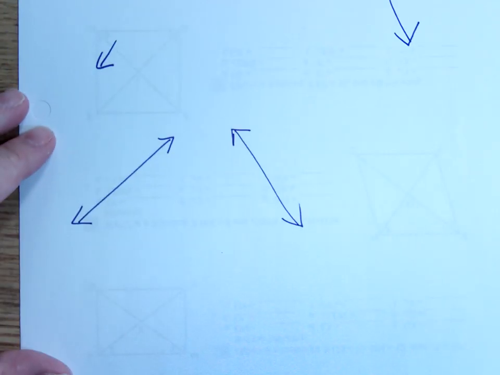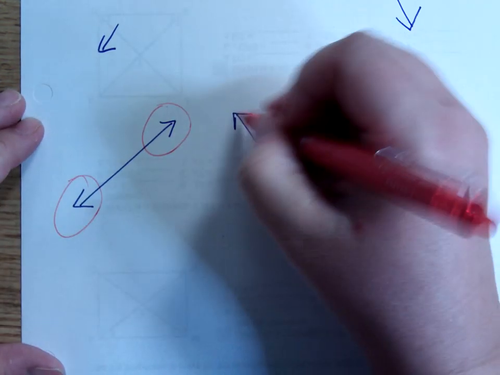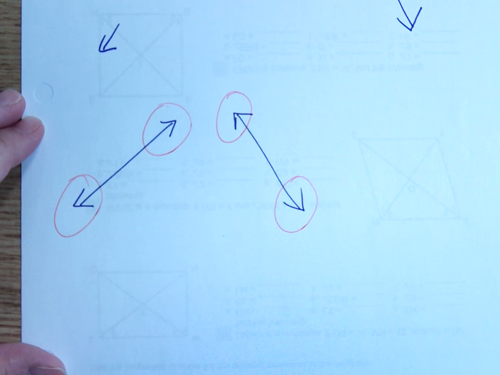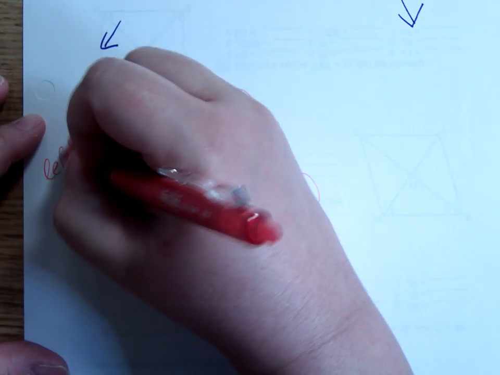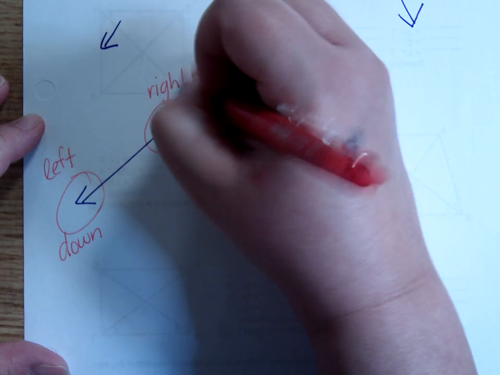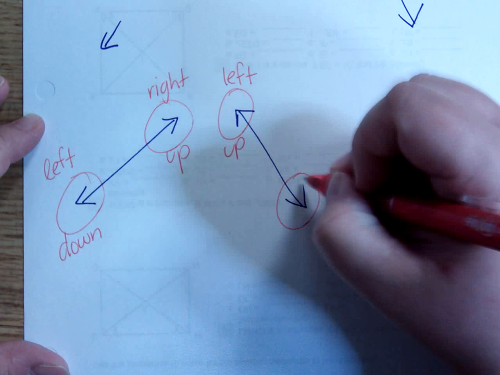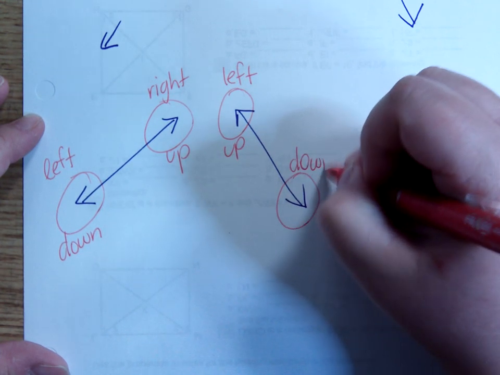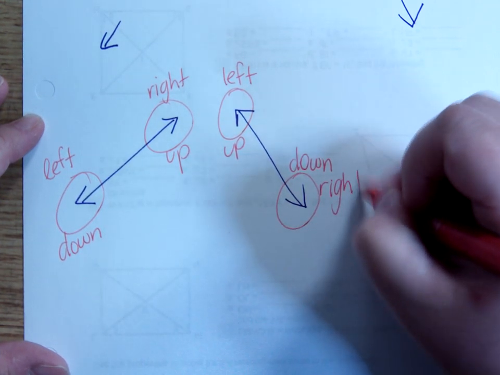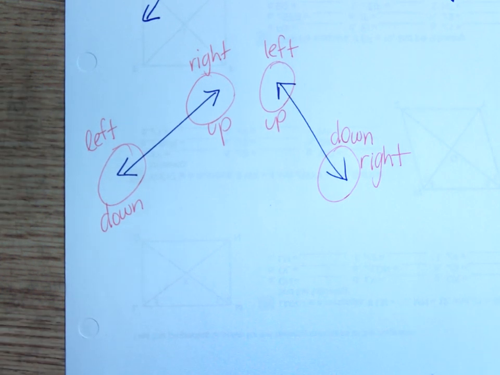Basically, either the left end is down and the right end is up, or the left end is up and the right end is down. Those are my options. Left pointing down, right pointing up, or left pointing up and right down on the right. Those are the two possibilities when I have a line, assuming it's not horizontal or vertical.